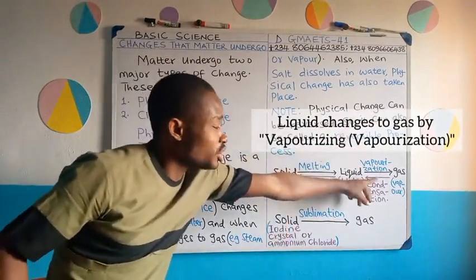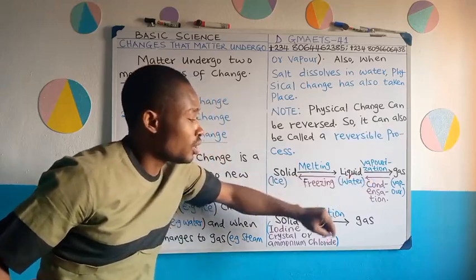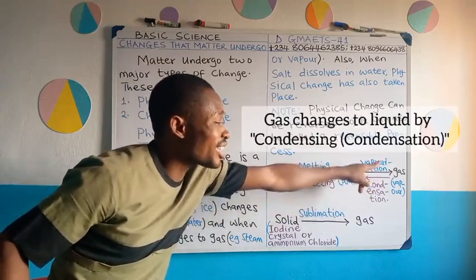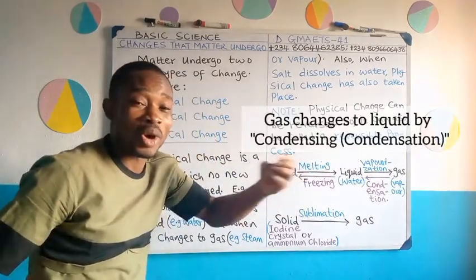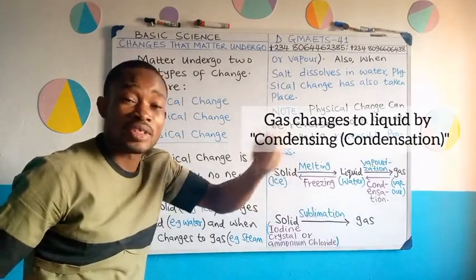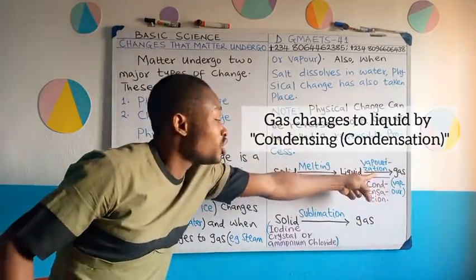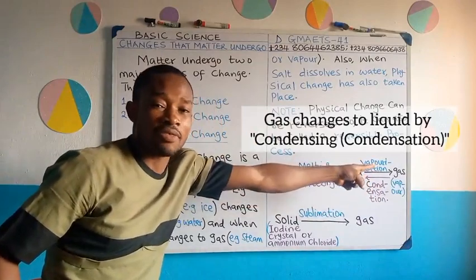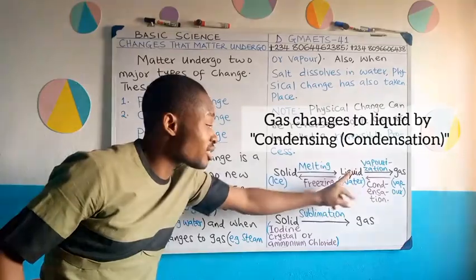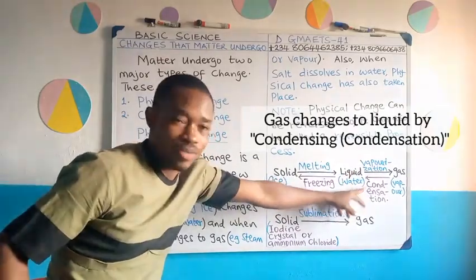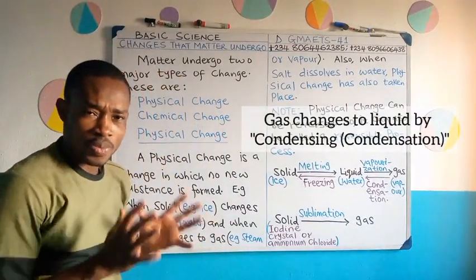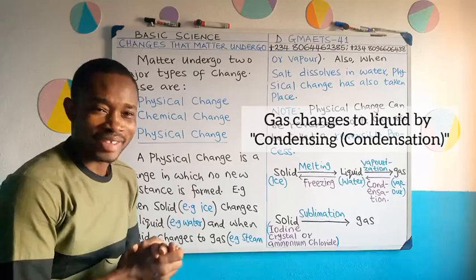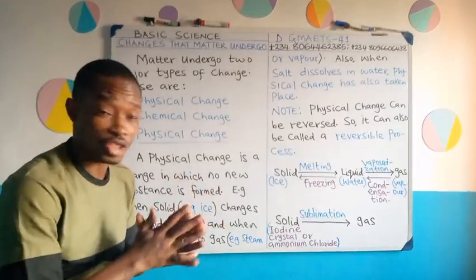Then look at the gas now changing back to liquid. We call it condensation. That gaseous form, that gas, like for water now, when you boil water, you see something like smoke, we call it steam. It can change back to liquid from that gas form. When it is changing from gas to liquid, the process, what is happening, is called condensation. I hope you get what I just explained. Don't worry, you're going to watch a video showing that.